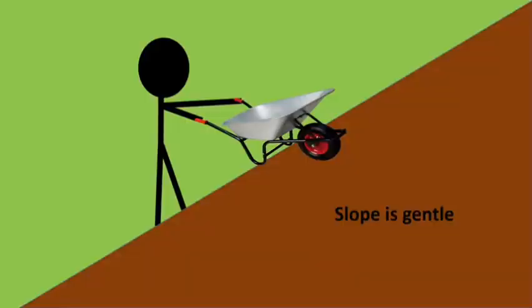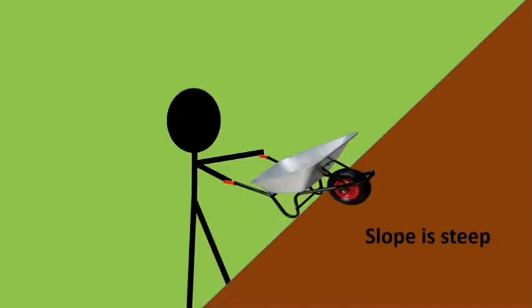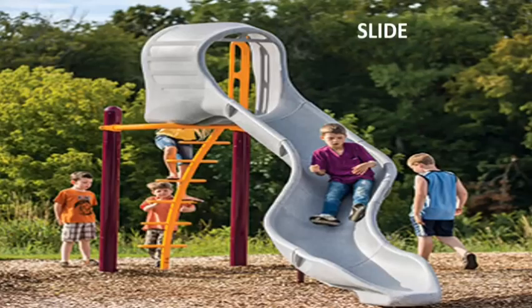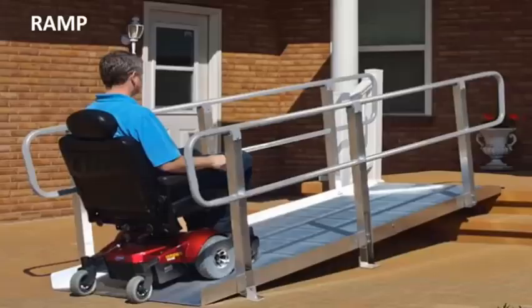If the slope is gentle, a person has to push or pull the object over a longer distance, but with very little effort. If the slope is steep, a person has to push or pull the object over a very short distance, but with more effort. Examples of inclined planes are slides and ramps.